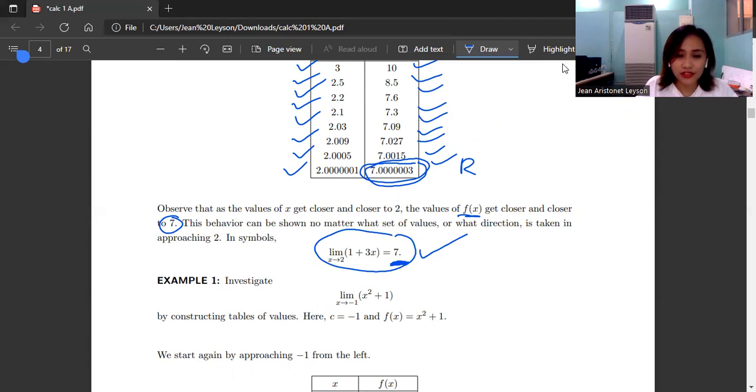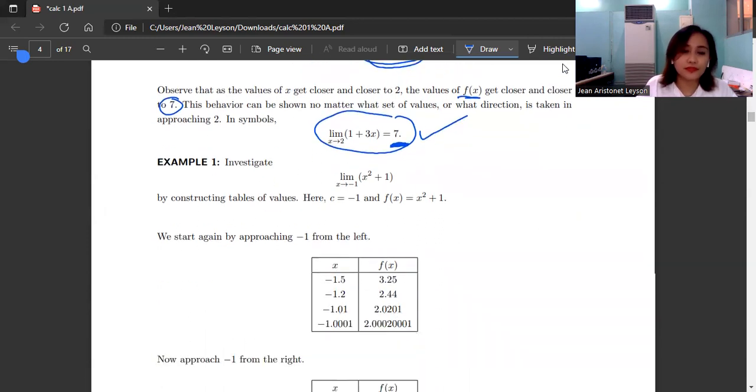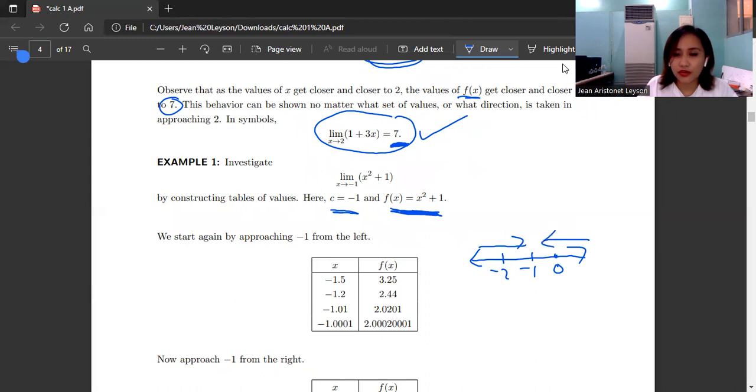Another example, let's investigate. Let's find the limit of x squared plus 1 as x approaches negative 1. We will still be using the table of values. By constructing the table of values here, c is equal to negative 1. f of x is equal to x squared plus 1. That is our function. Suppose it's our number line. This is 0. This is negative 1. That's negative 2. It's from the left. That's from the right.